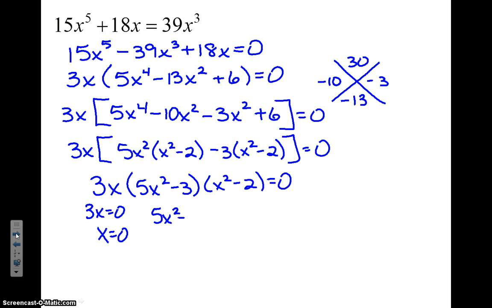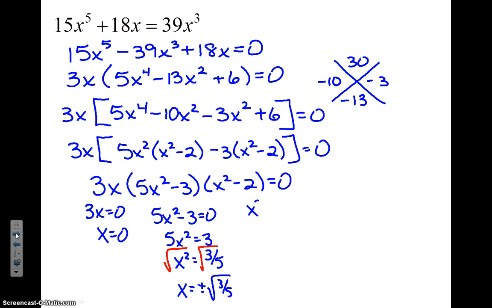Also, what would make 5x squared minus 3 equal 0? If I add 3 to both sides, I have 5x squared equals 3. I divide by 5 on both sides, so now I have x squared equals 3/5. And when I take the square root of both sides, I get that x could equal plus or minus the square root of 3/5.